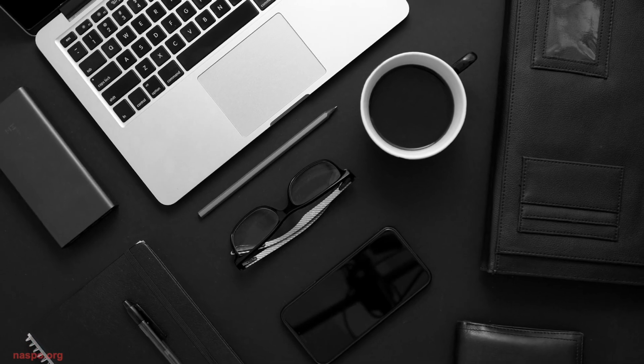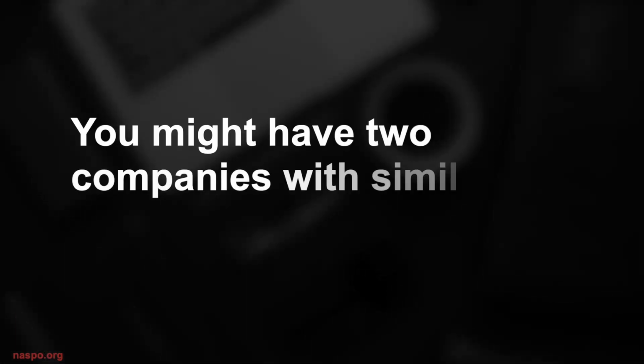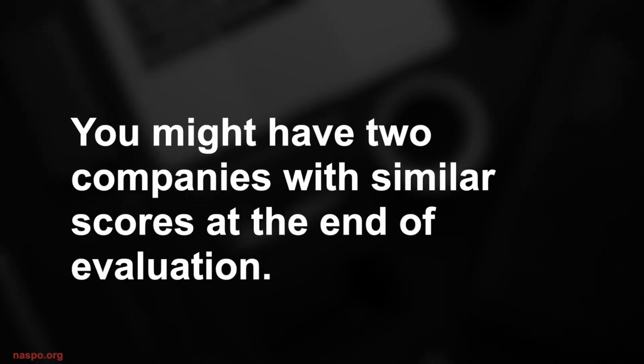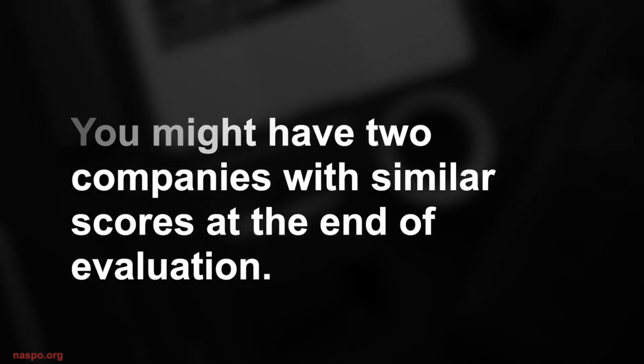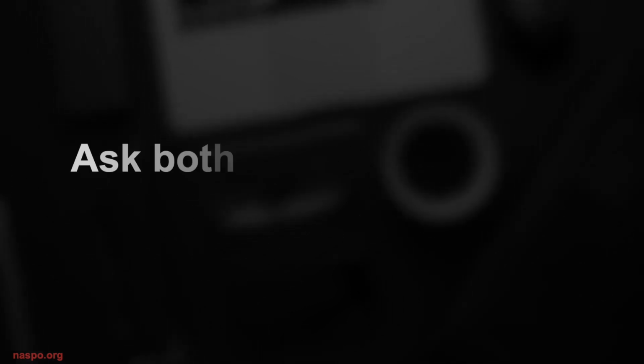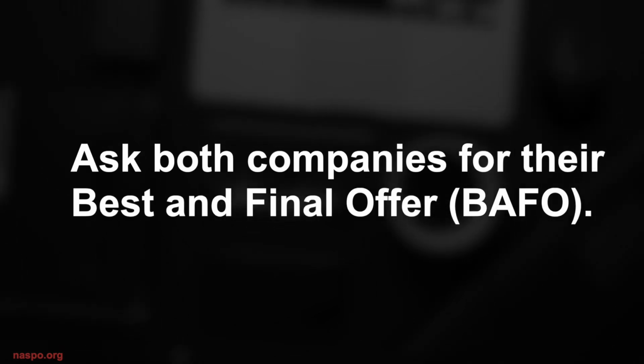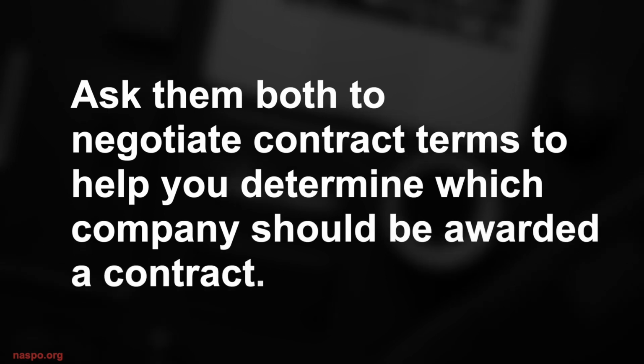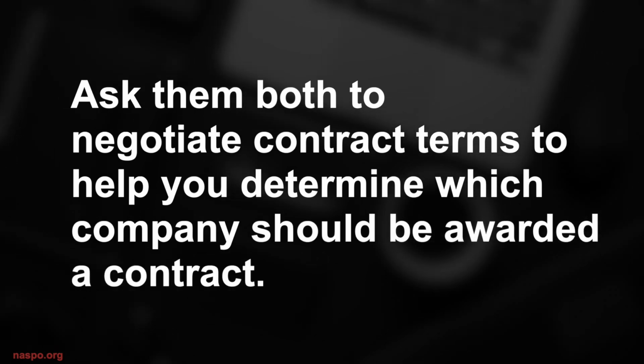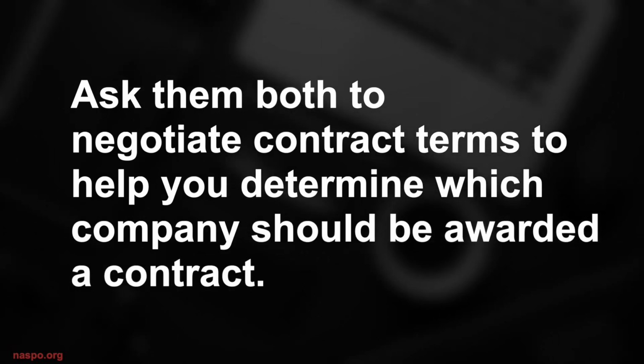For your office supplies RFP, you might have 2 companies with similar scores at the end of evaluation. Depending on your entity's rules and regulations, you might ask both companies for their best and final offer, or BAFO, or ask them both to negotiate contract terms to help you determine which company should be awarded a contract.